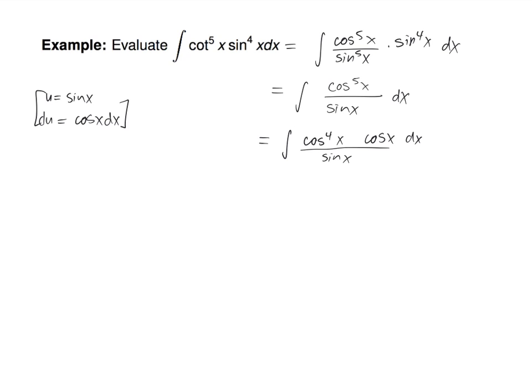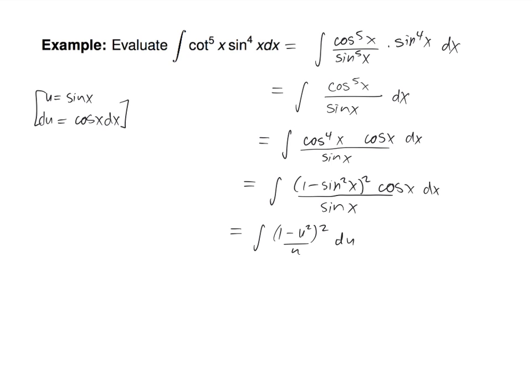Okay, and then what's that cosine to the fourth going to change into? Cosine squared squared. So can I jump straight to 1 minus sine squared x squared? Is that okay? Occasionally you want to be lazy too, right? Once in a while? Yeah, okay, that's what I thought. Then make it into u's. 1 minus u squared squared over u du.